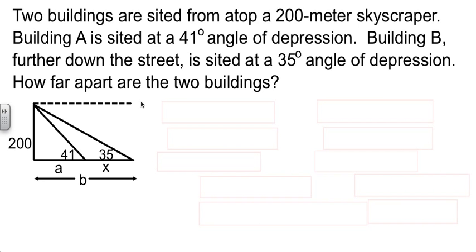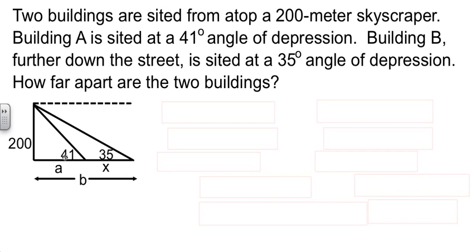We've got one more problem to look at on this one. We've got two buildings that we're looking at from the top of a 200-meter skyscraper. Building A, that I'm looking down at the base of that building, has a 41-degree angle of depression. Building B, which is further down the street, I look down there and I see a 35-degree angle of depression. Okay. The question is, how far apart are the two buildings?